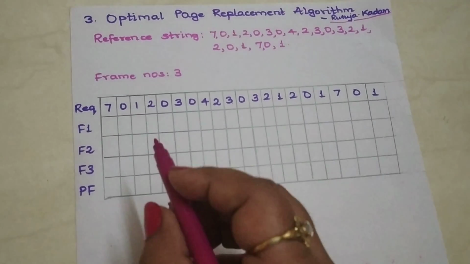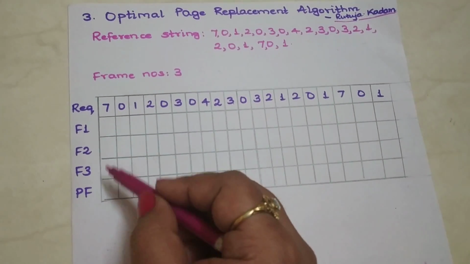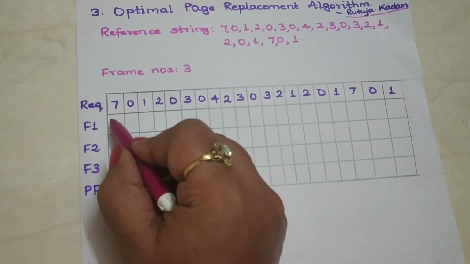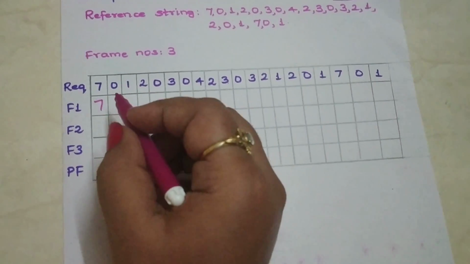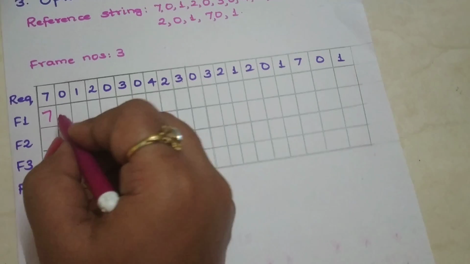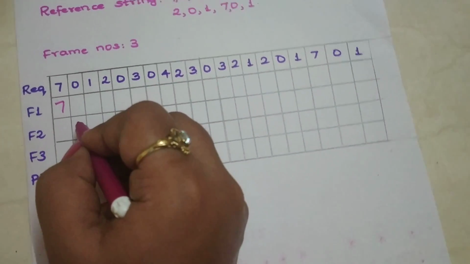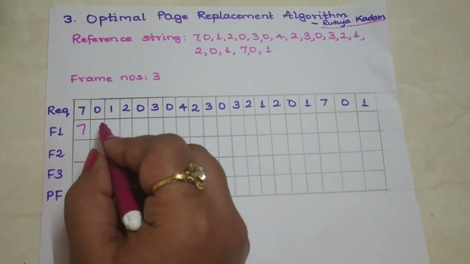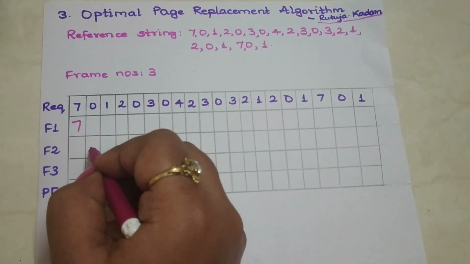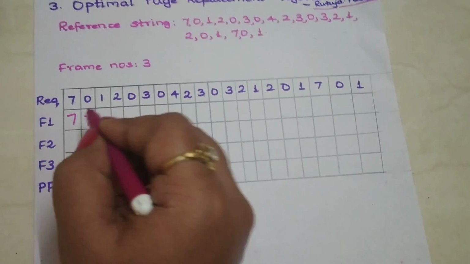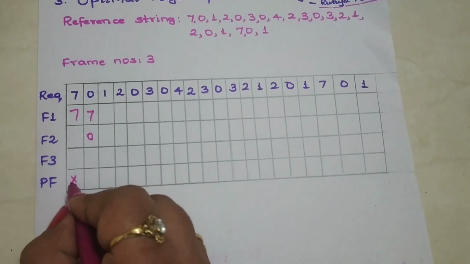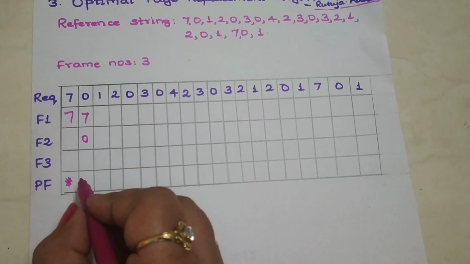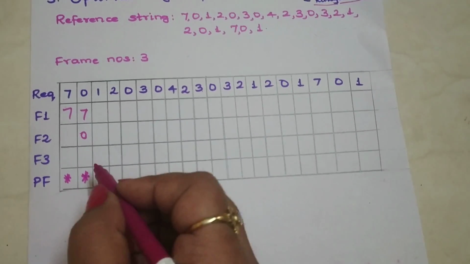Now see, the frames are empty. So initially when 7 comes, we will write 7 here. Then comes 0. We will check whether 0 is there in the frames. It is not there, so we have to bring this page into a frame. Here it was a page fault because the page was not present in the memory. Here also 0 was not present in the memory, so it is also a page fault.